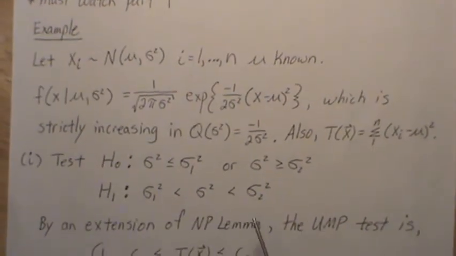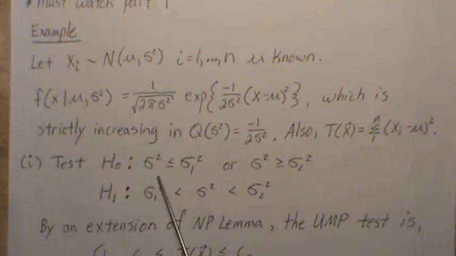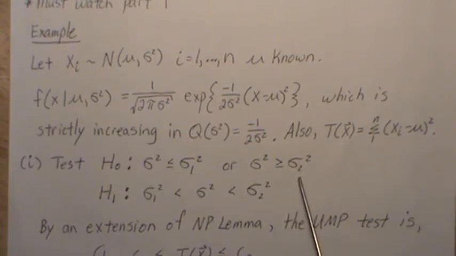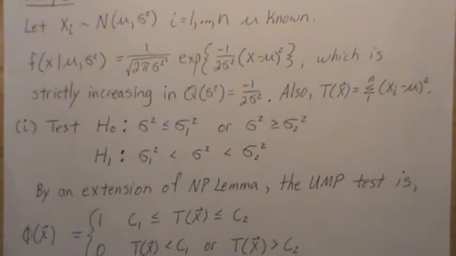So the hypothesis that we want to test, the two-sided test, is the null: is the true population variance less than some value, or is it really greater than that value? And the alternative is: is it between these values? And as mentioned in part 1, this is really just an extension of the Neyman-Pearson lemma, which is pretty fascinating to me, by the way.